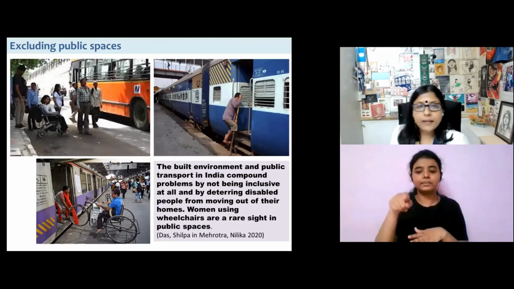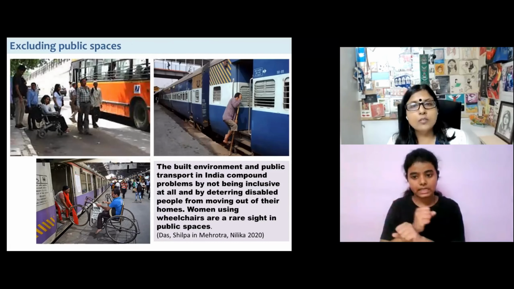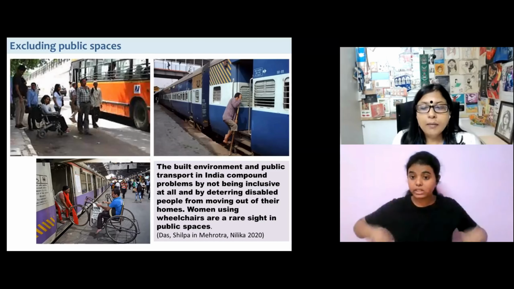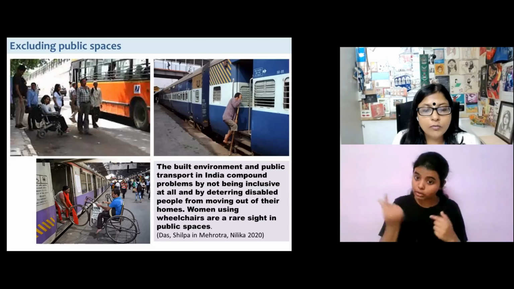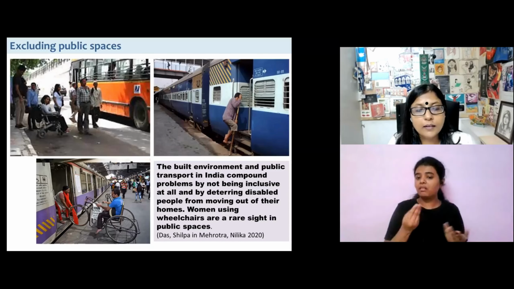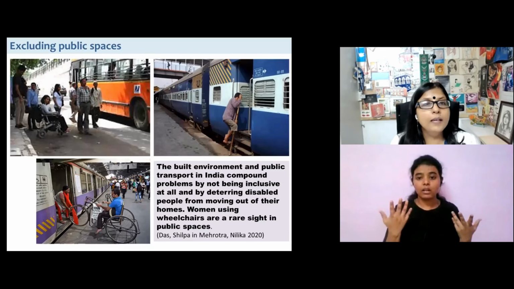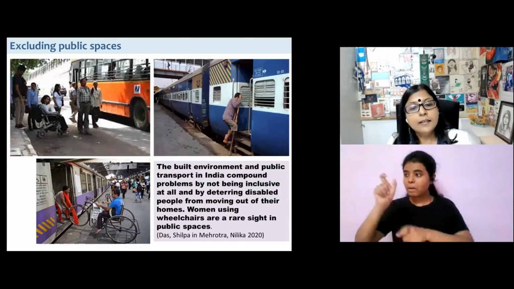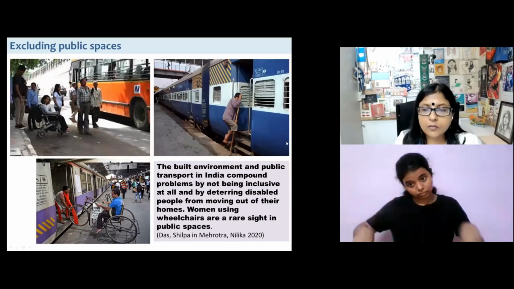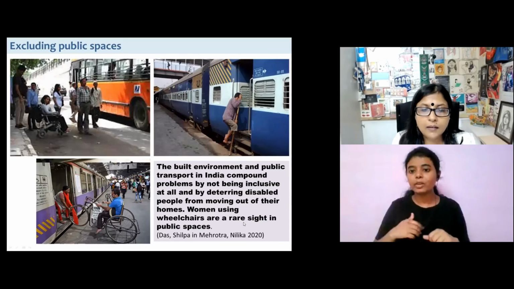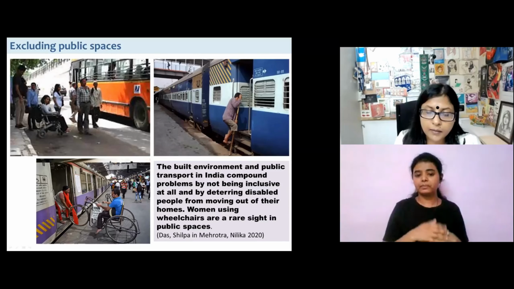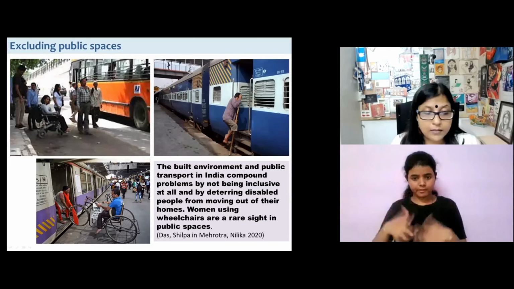Especially in rural India, where the geographical terrain also sometimes does not support the use of a wheelchair, women prefer to be confined to the four walls of their home and not be seen going out at all, instead of facing bodily humiliation in a built environment that is simply not sensitive to their requirements. So I have written about this in my chapter that has been published in Nilika Mehrotra's book published last year.